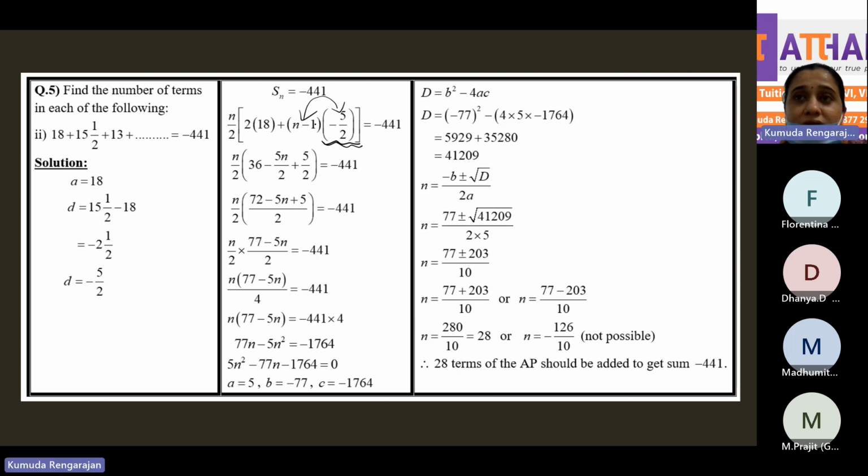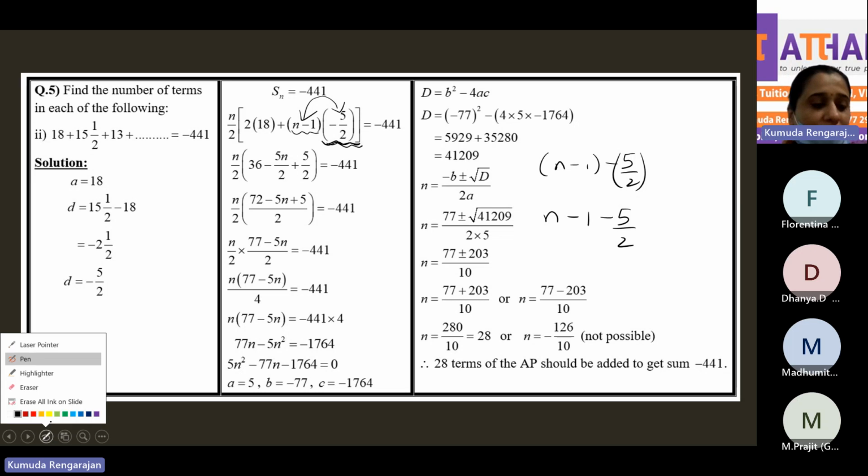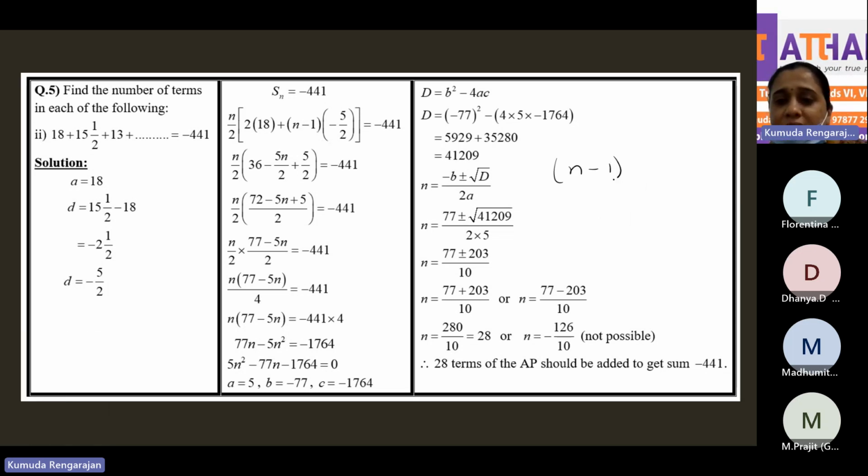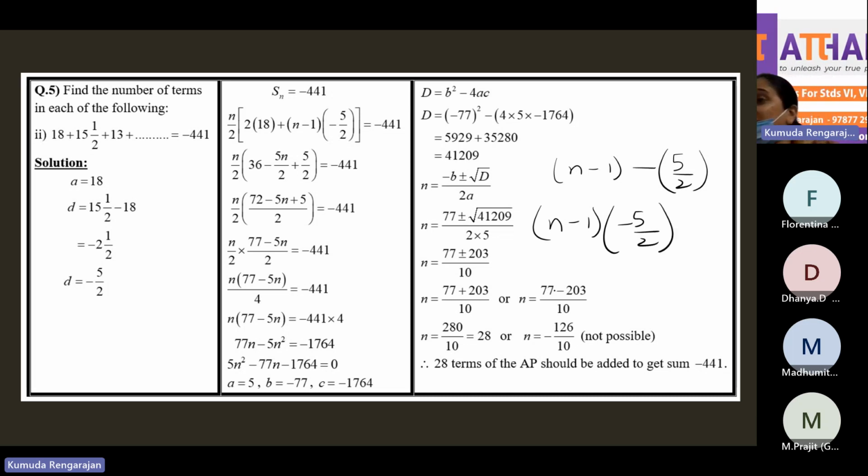This one we need to simplify carefully. It's n minus 1 into d. Don't open the bracket like n minus 1 minus 5 by 2, and the next step should not be this minus 5 by 2 and taking LCM. It's n minus 1 into minus 5 by 2. The minus is not the connecting sign. It is n minus 1 into d. N minus 1 minus 5 by 2 is different from n minus 1 into minus 5 by 2. So don't treat this one like this one.